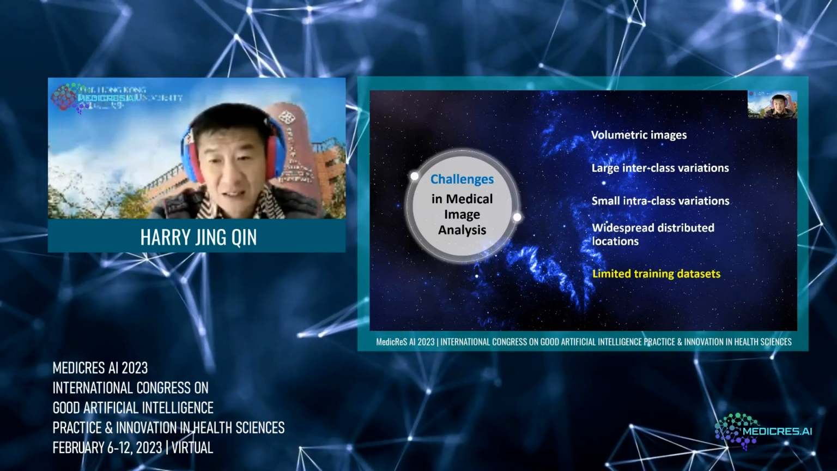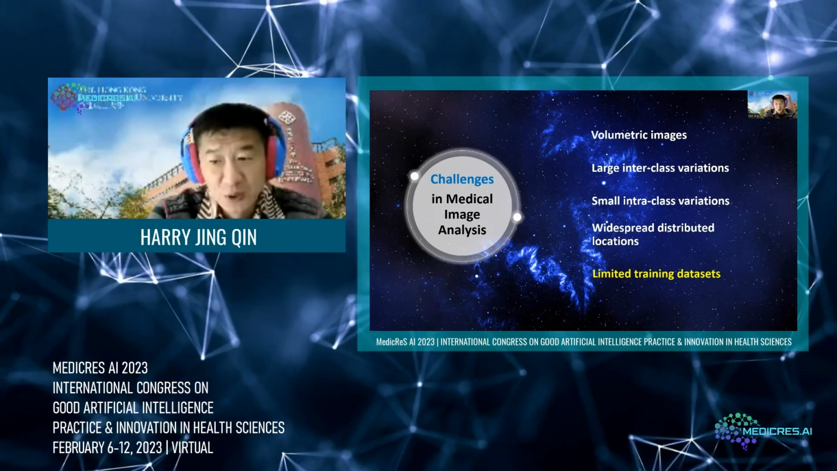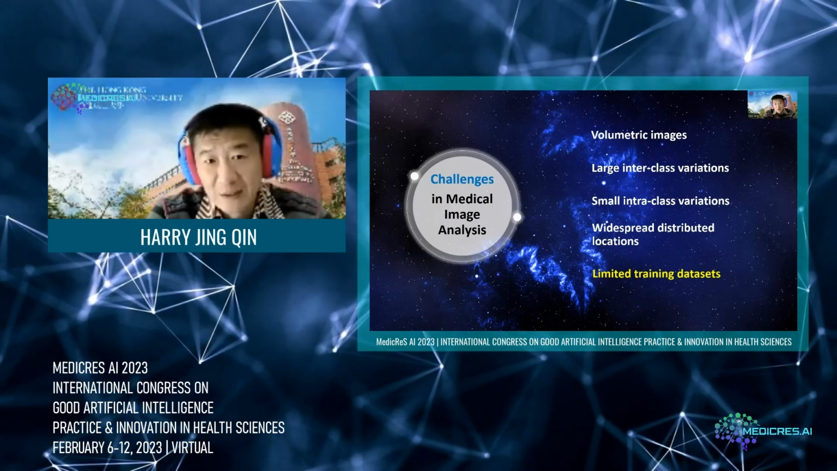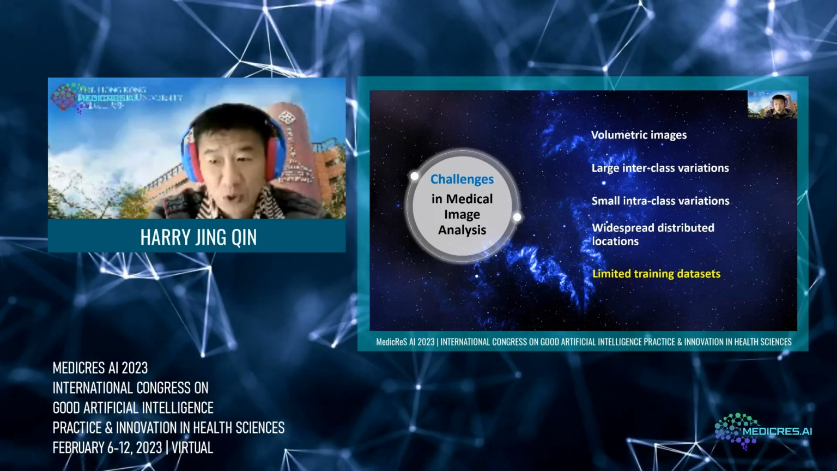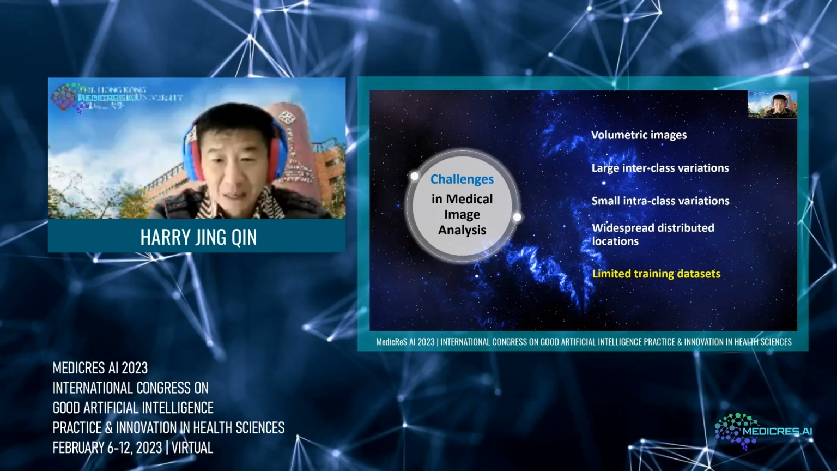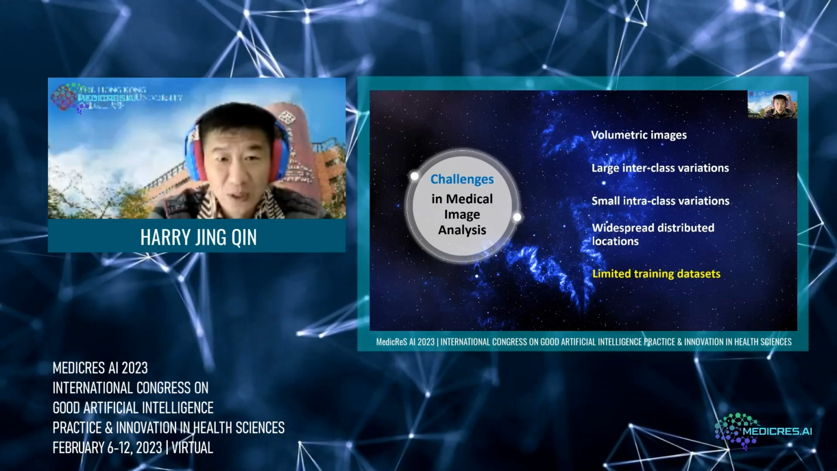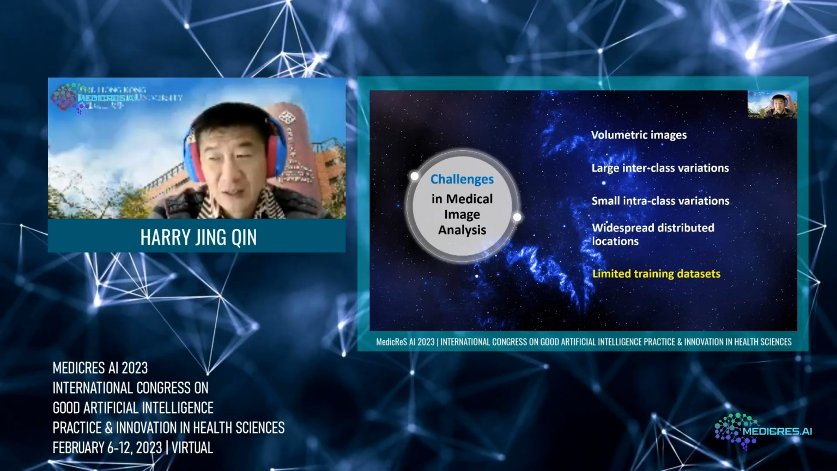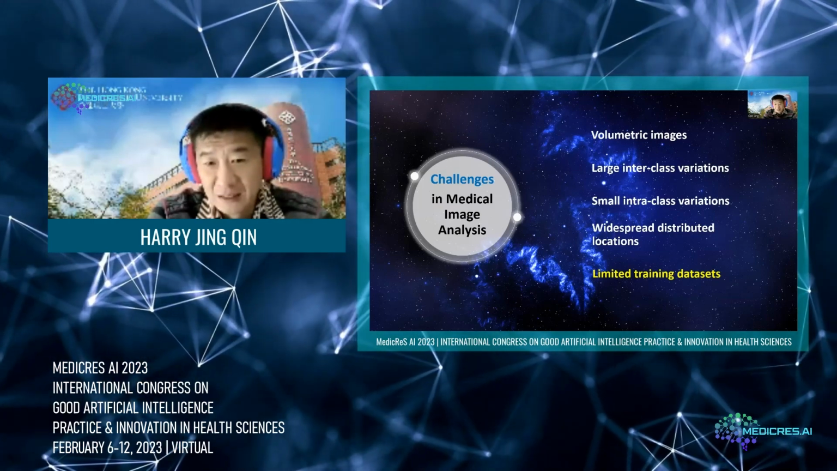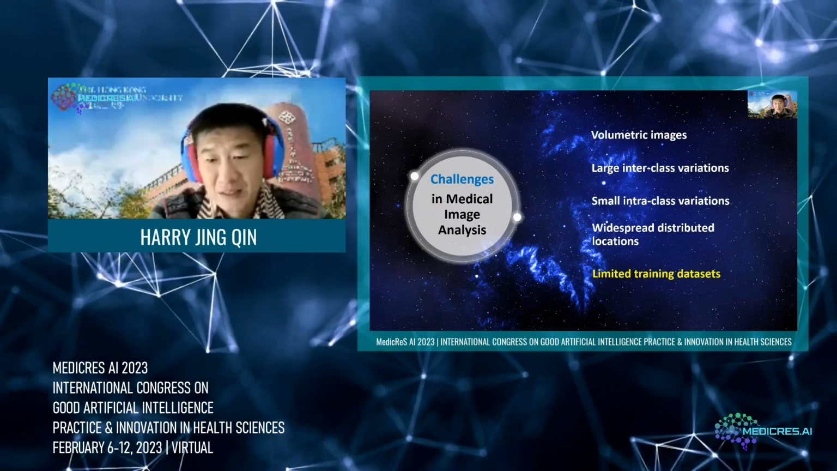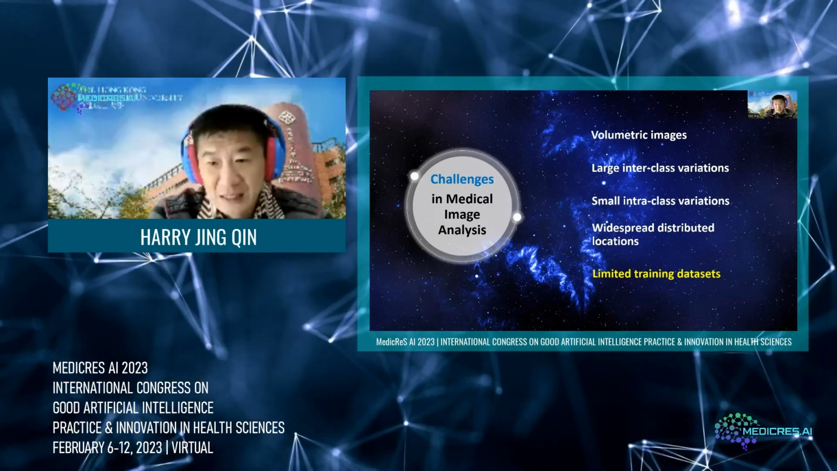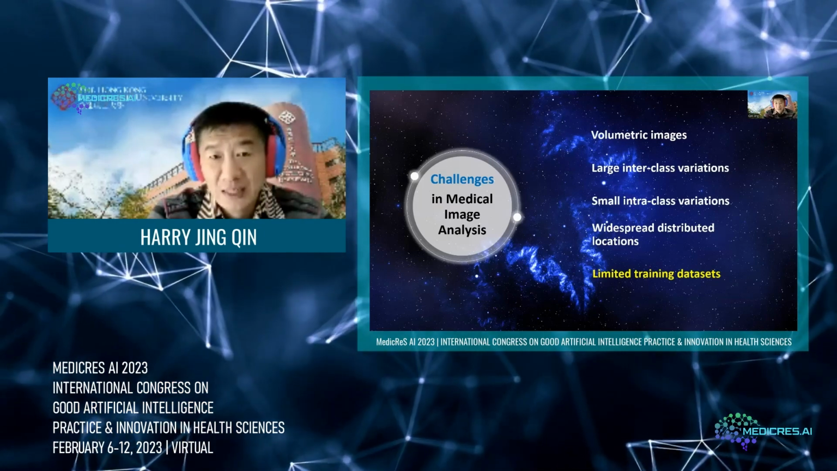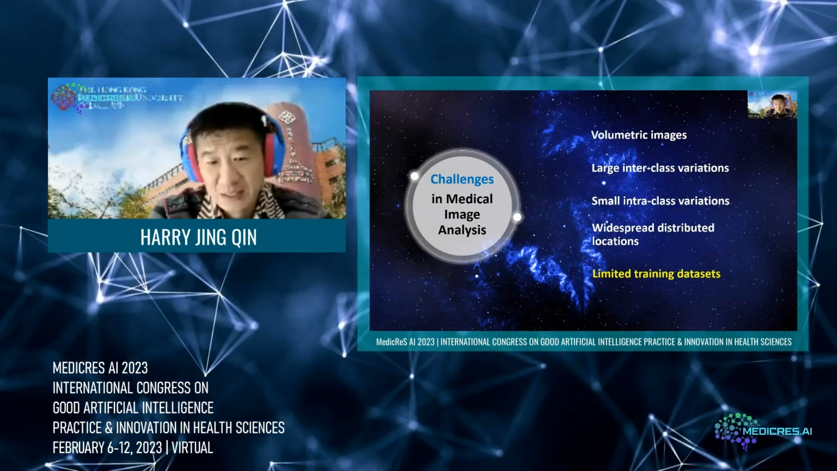Second, there are large inter-class variations of organs and tissues in medical images. Third, there are small intra-class variations in some organs and tissues in medical images. Fourth, in some tasks, the targeting objects are located in widespread distributed locations, which makes this task even harder. Fifth, compared with natural image segmentation tasks, the training data in medical image analysis tasks are usually limited. We have limited training data.